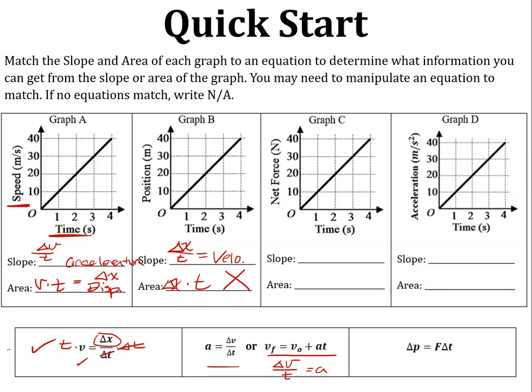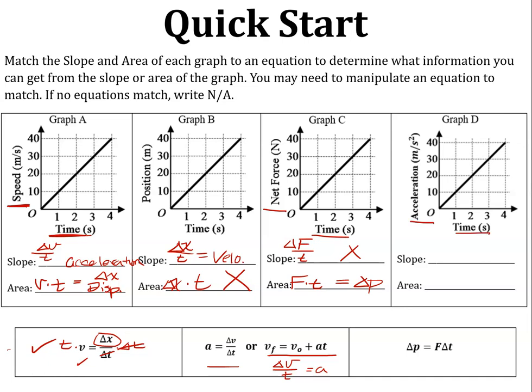All right, for graph C, we have net force and time. So the slope is force divided by time, or delta F divided by time. And the only equation we have that has force in it is here, and this is not force divided by time, so this one doesn't have a meaning. But the area is force times time. So the area is going to give us our change in momentum.